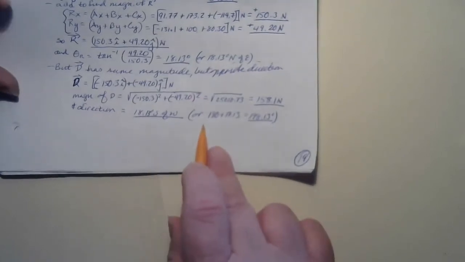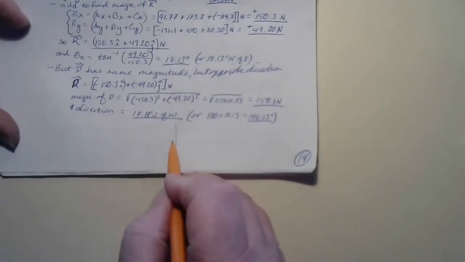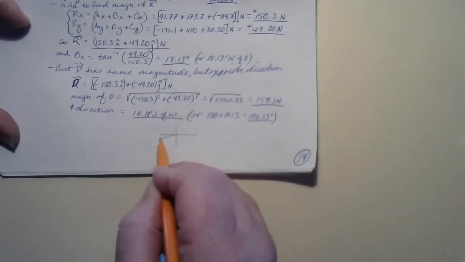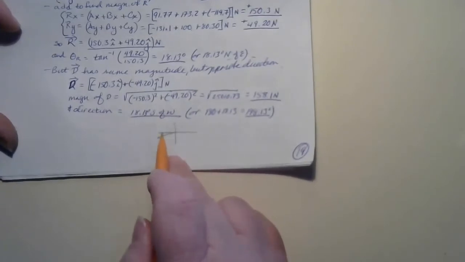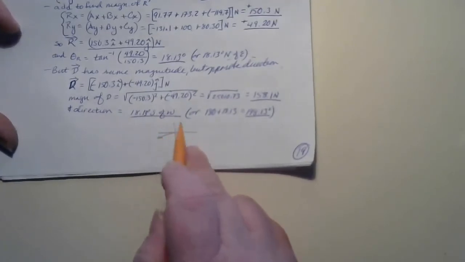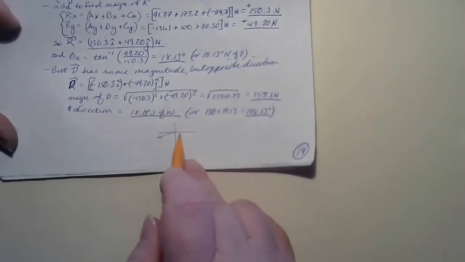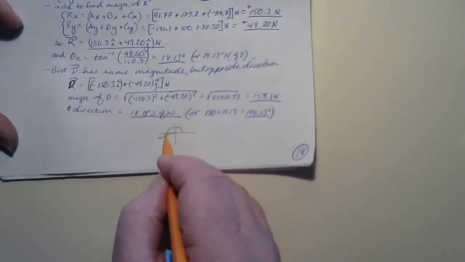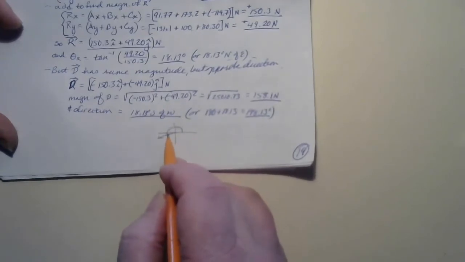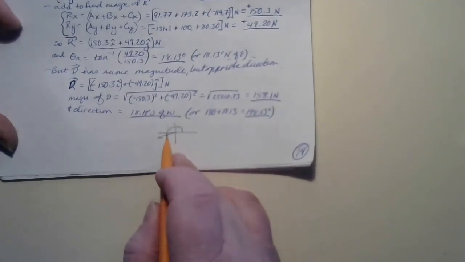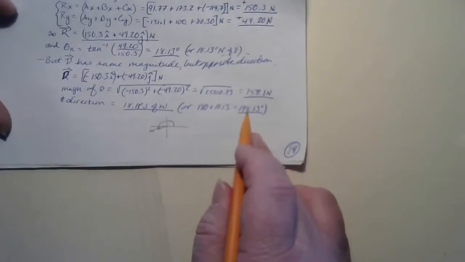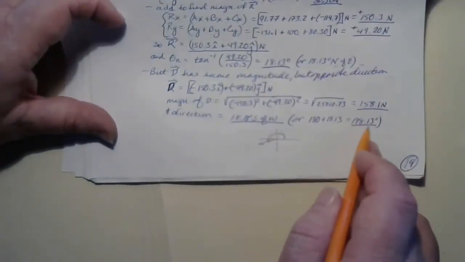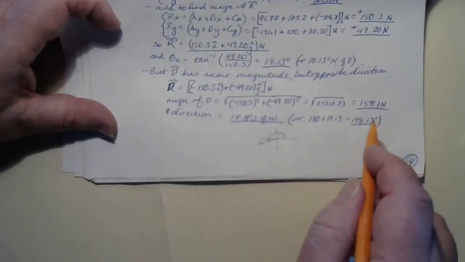If you wanted to look at the angle, remember, south of west would be an angle basically like this, 18 degrees south of west. If you wanted to define the angle according to the normal way of doing things, you would take this as the angle. So that's 180 plus 18.13, or 198.13 for the angle.